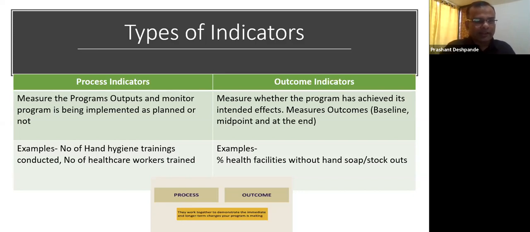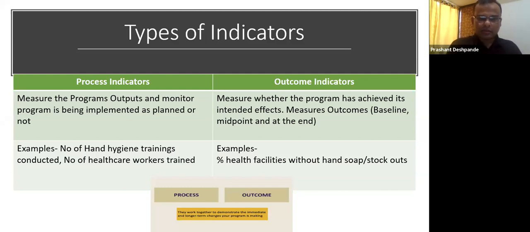For example, hand hygiene training is conducted, or how many health workers have been trained. That will be a process indicator. And outcome indicators will be measuring the outcome at the midpoint or maybe at the end of the program. So these are the outcome indicators. Process indicators are for outputs which help monitor the program, and outcome indicators are at a longer level, at midpoint or at the end.